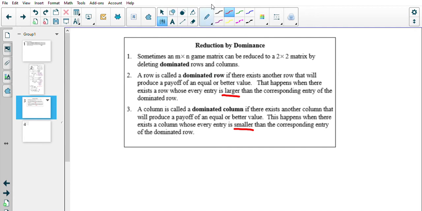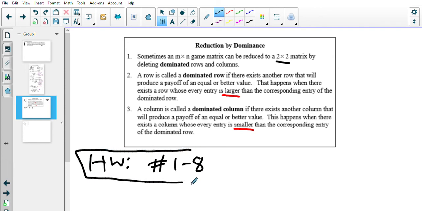So you just remove dominated rows and columns until you have a 2x2 matrix. Okay, so that pretty much wraps up section 3 of chapter 11. So your homework is to do number 1 through 8, okay? And I'll post this on our class page.